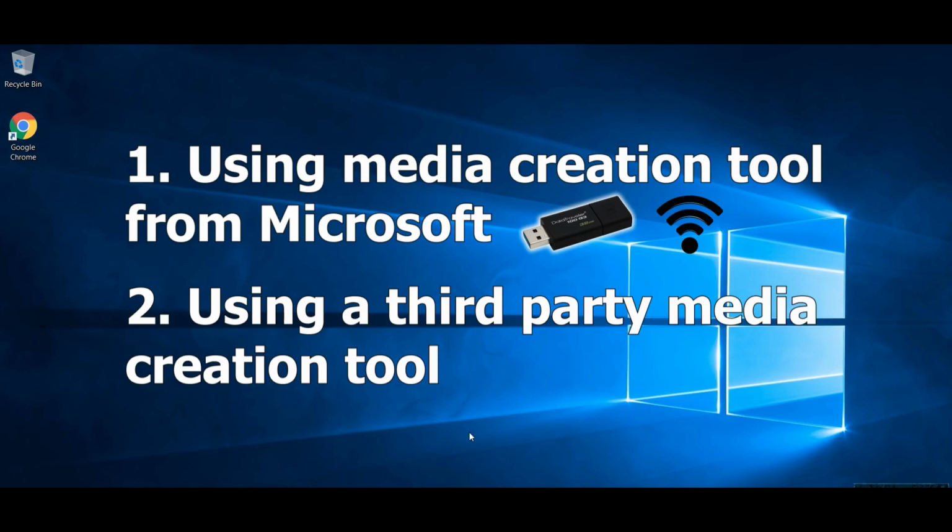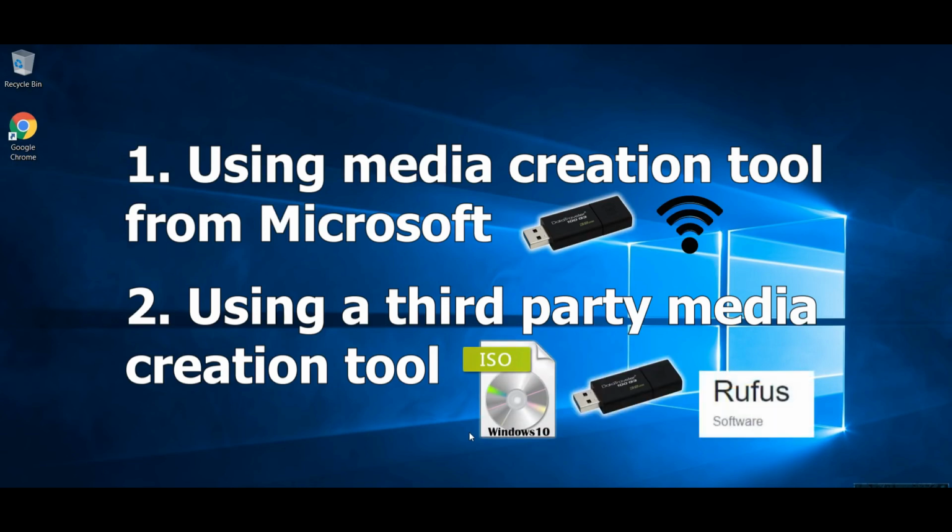The second way is to use a third-party application to create your Windows 10 bootable USB. In that case, you will need a Windows 10 ISO file, which you can download for free. I will show you how to do that in a moment. A USB stick, and of course a third-party application. There are several third-party applications out there you can choose from. Here I'll be using Rufus. I find it quite easy to use. It has great reviews, and of course it's free.